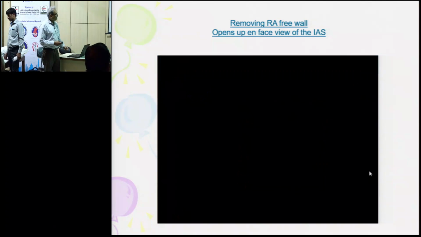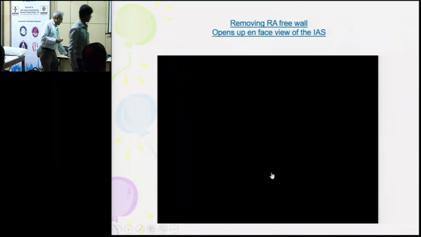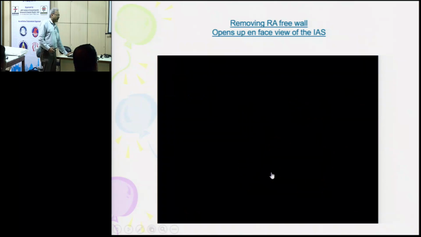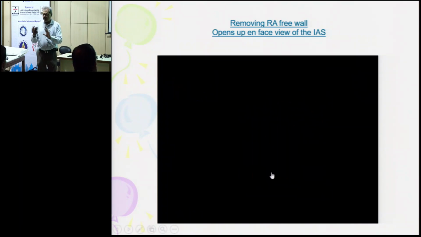Now you start shaving it off, and the moment you shave it off, you see an opened up ASD. This opens up an en face view of the interatrial septum. It's a very simple thing. It is most predictable in the mitral valve and interatrial septum. The rest of the things can be imaginary, but this is something which is very predictable.